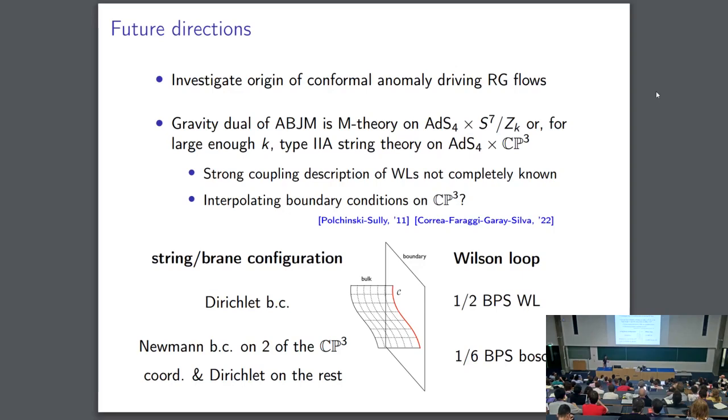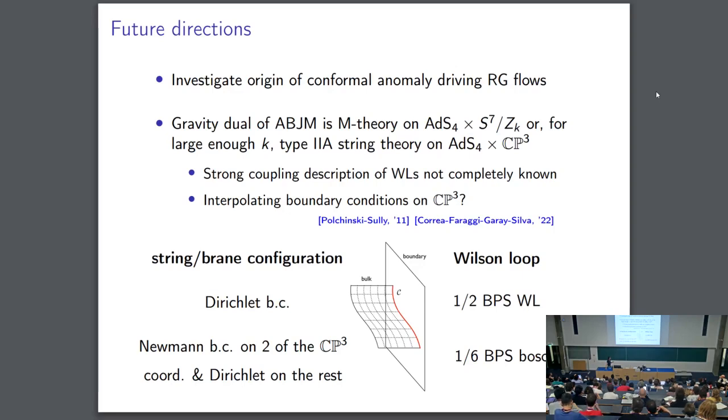And one interesting thing that could be pursued is the topic of interpolating boundary conditions on CP3. This is also inspired by work by Polchinski and Sully and has been carried out in the context of CP3 by Correa and company. So the idea is that these Wilson loops, as I said, provide non-trivial tests for the AdS/CFT correspondence. So on the CFT side, we have our Wilson loop. On the AdS side, we have some corresponding string or brane configuration.